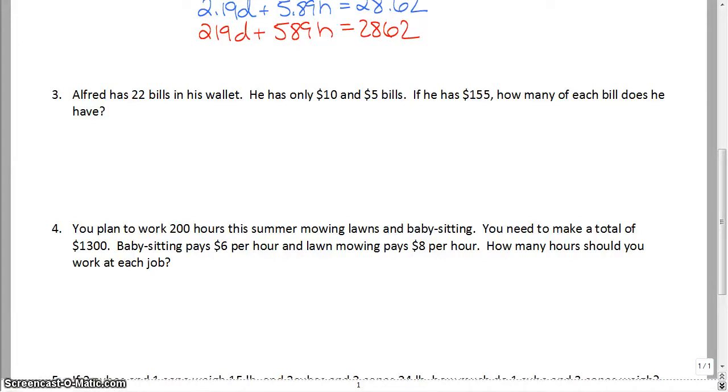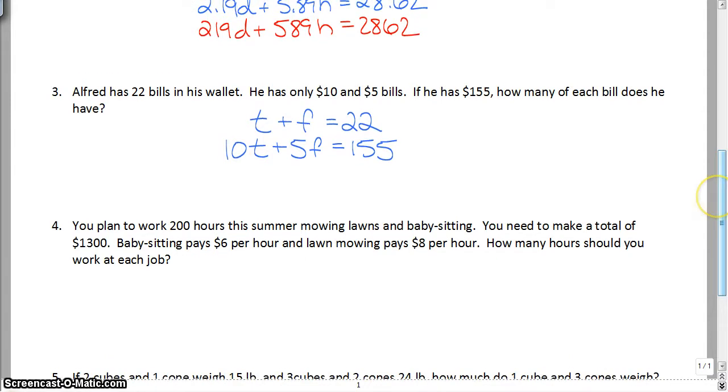Okay, so number 3. He has 22 bills in his wallet. He has 10s and 5s, and he has a total of 22 bills. Now we've got the money aspect of it. Obviously, it's $10 per 10 plus $5 per 5, and he has a total of $155. And that's all you need. From here, solve it any way you want.